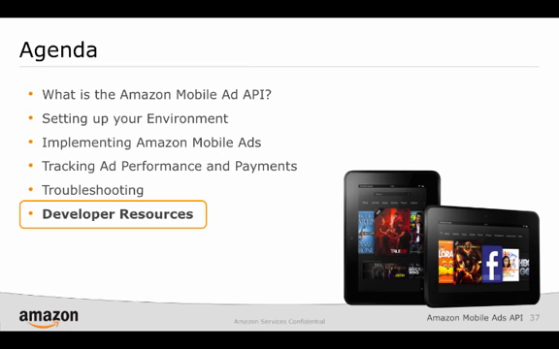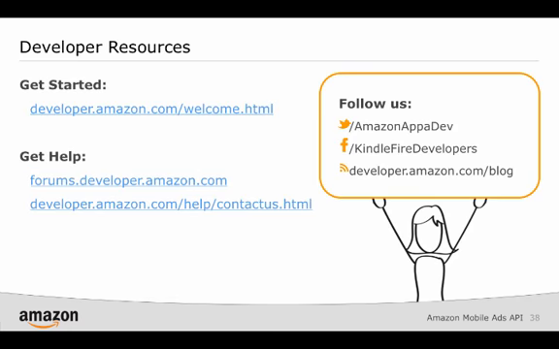Getting more help. Our developer documentation is pretty good, so try developer.amazon.com/sdk.html and click on Mobile Ads to get the documentation. We've also had some good blog posts on mobile ads. You can read these on developer.amazon.com/blog. If you still need help, we're here for you. Go to developer.amazon.com/help/contactus.html and a real person will read your note. You can also find us on Facebook or follow us on Twitter at Amazon App Dev.